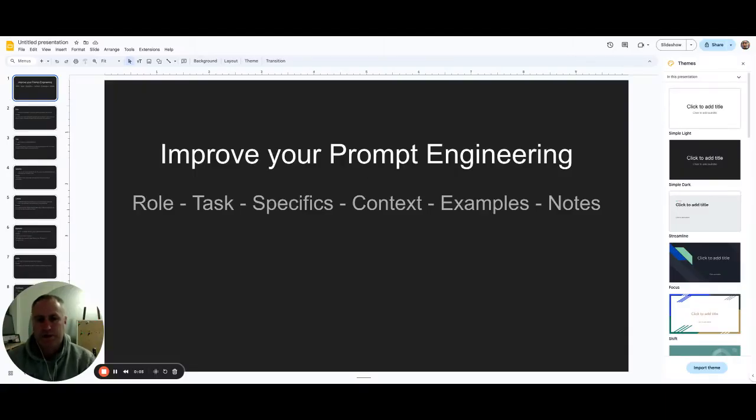Okay, so as we've been discussing, we want to improve our prompt engineering. So basically, there's 6 components you can put together to create a really good prompt that works well with ChatGPT. Obviously, as I've got written here: role, task, specifics, context, examples, and notes. And as we transition through this, we'll see exactly what they are.